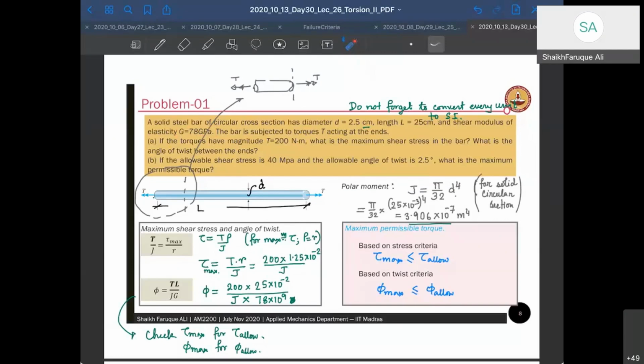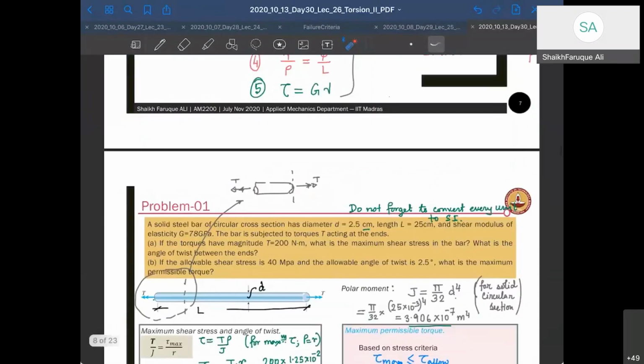So tau max is going to be T rho by J with rho equal to R. So tau max is going to be TR by J, and if you put those values there, you get tau max. You can find it out yourself. So these are the values. You have to find J and put it in.